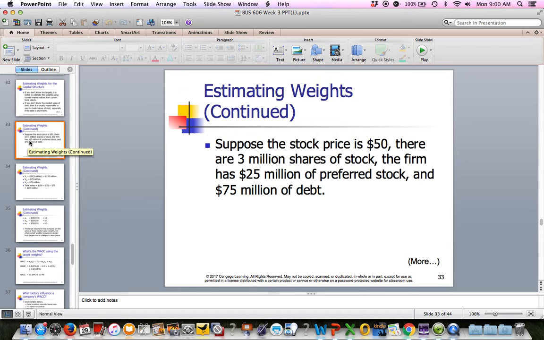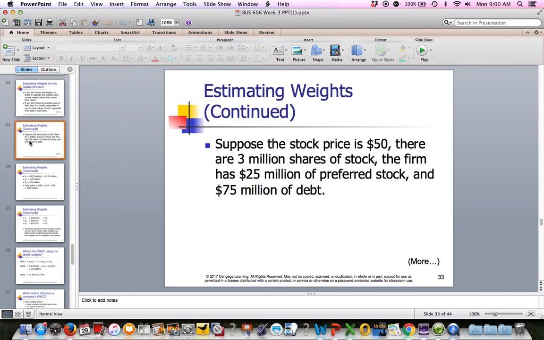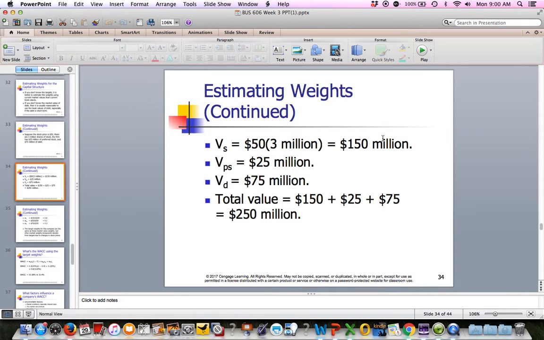So what they're saying here is the stock price is 50, there's 3 million shares, the firm has 25 million preferred stock and 75 million of debt. So how would the weightings be computed then? V means value. So value of stock is the previous screen, the 50 times 3 million. That's what this is, 150 million. And they just said that preferred's worth 25, debt's worth 75. The value is the sum of all three, which is 250.